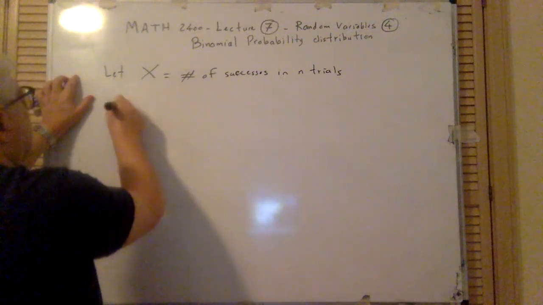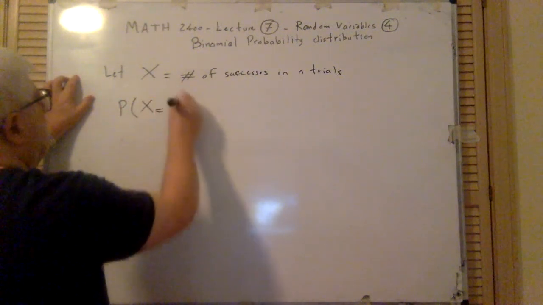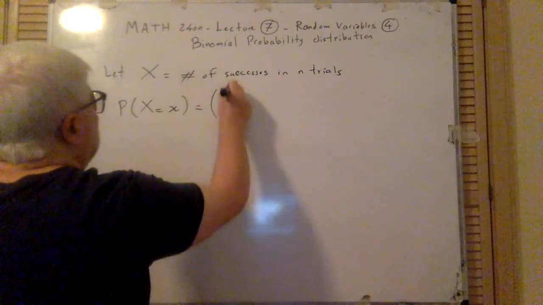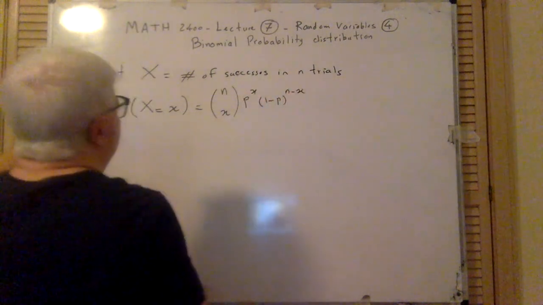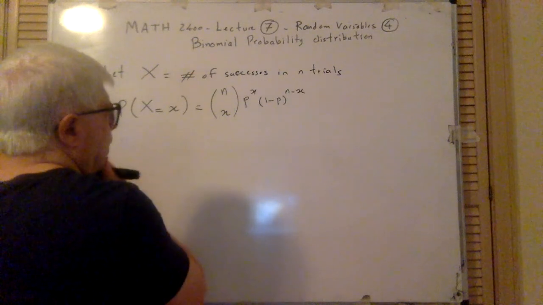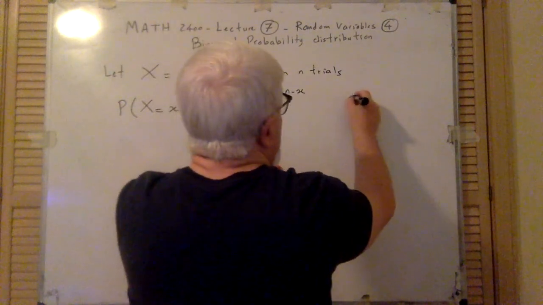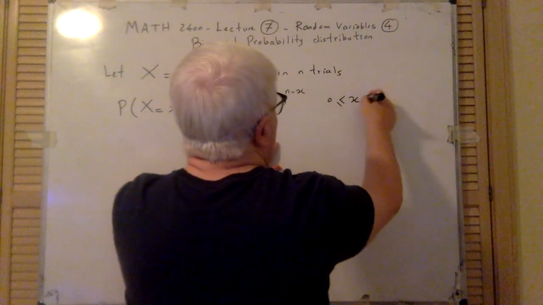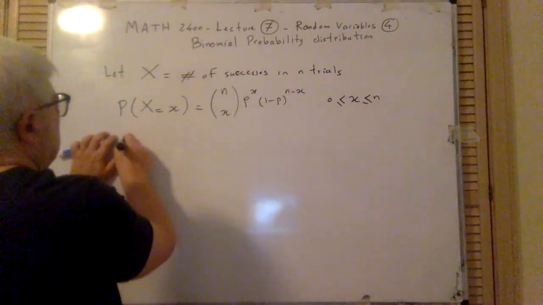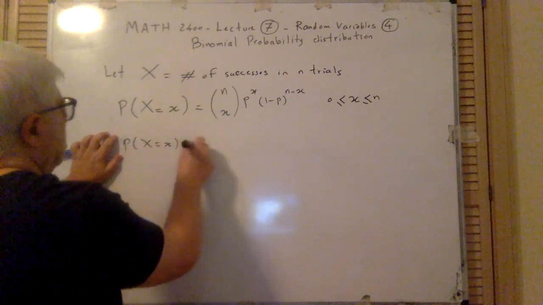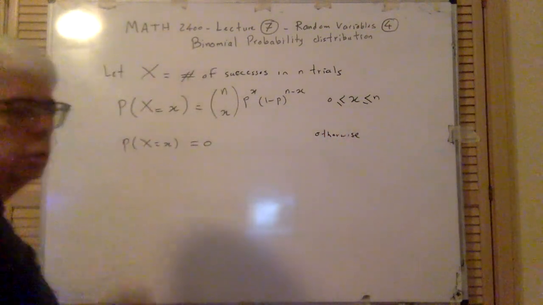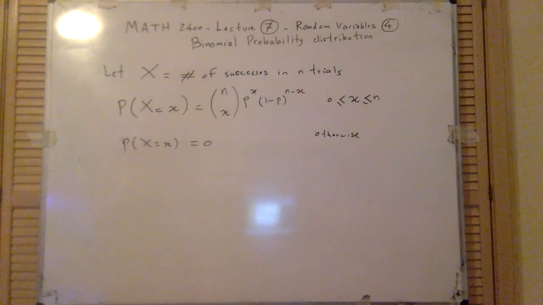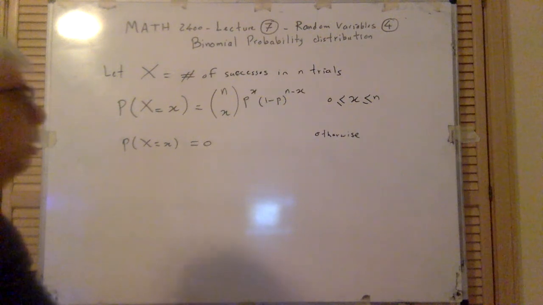N trials, then P of X being small x is n choose x, p to the power x, 1 minus p to the power n minus x. Now, this is in fact when x is an integer between 0 and n. Otherwise it is 0. Okay. So it's not just that interesting formula, it is also 0 otherwise.